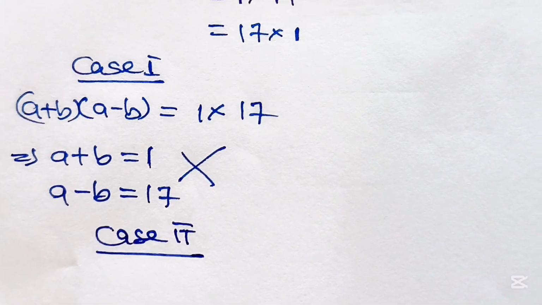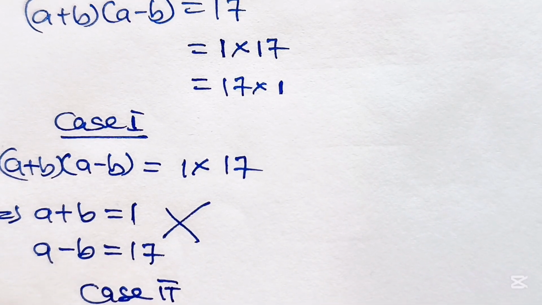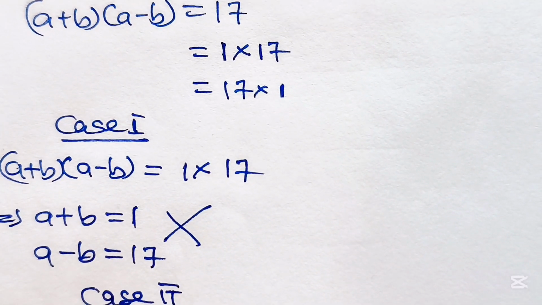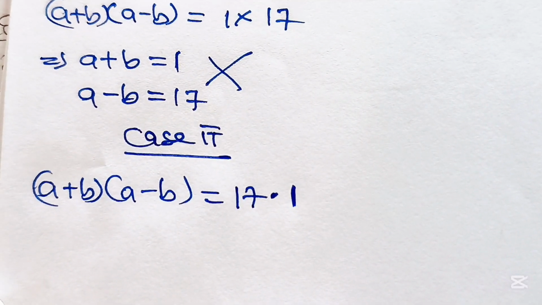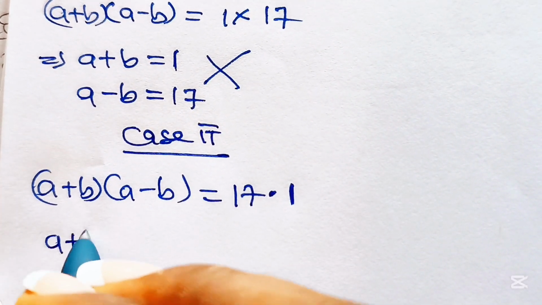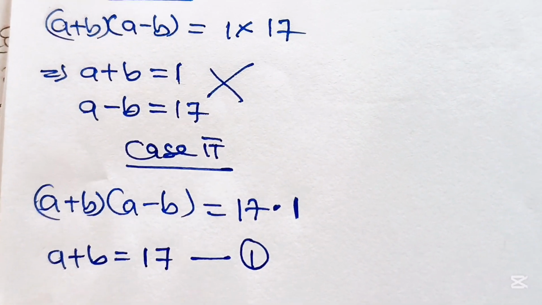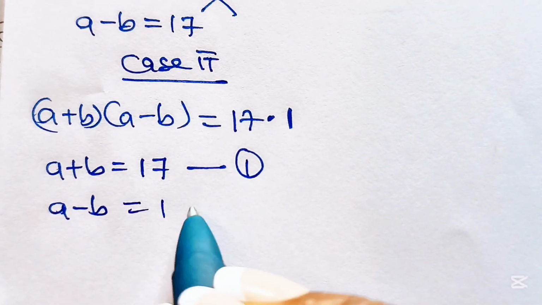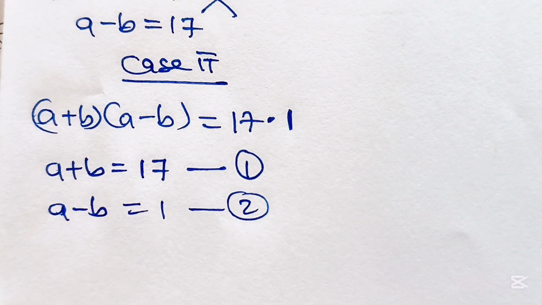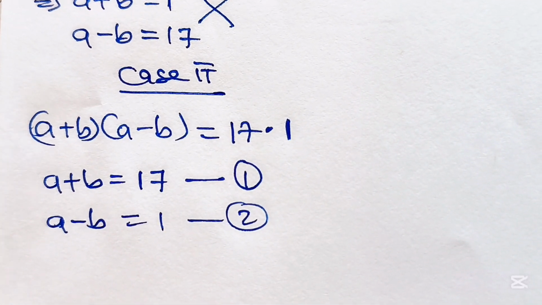For case 2, we are going to write that a plus b multiplied by a minus b is equal to 17 multiplied by 1. So from here we can say that a plus b is equal to 17, this is equation 1, and that a minus b is equal to 1, this is equation 2. And this is very possible, right? So now let's go ahead and solve this.